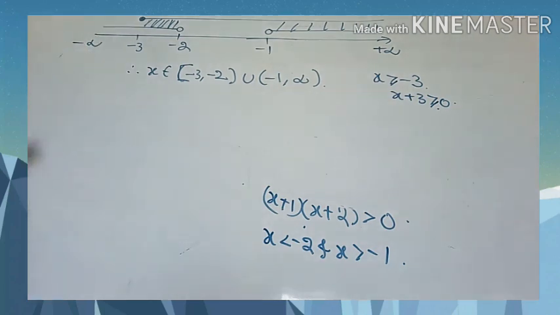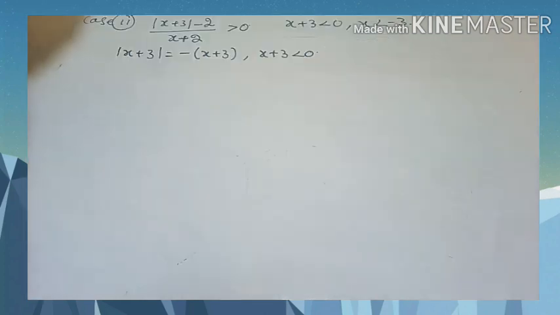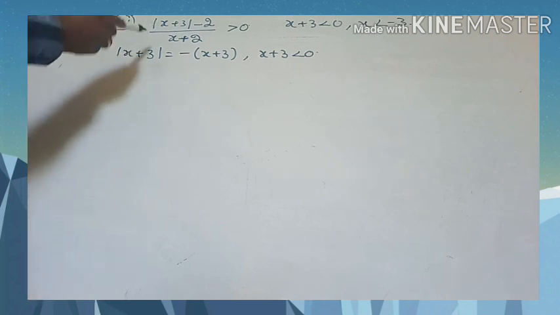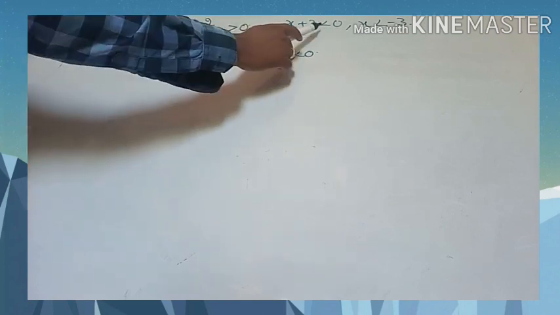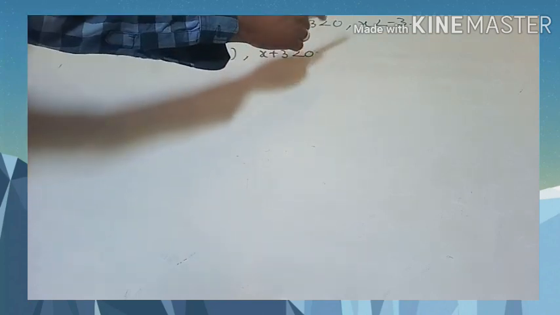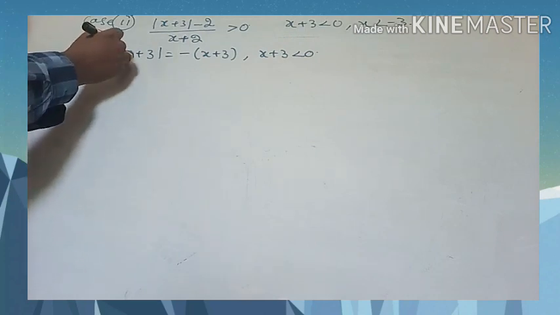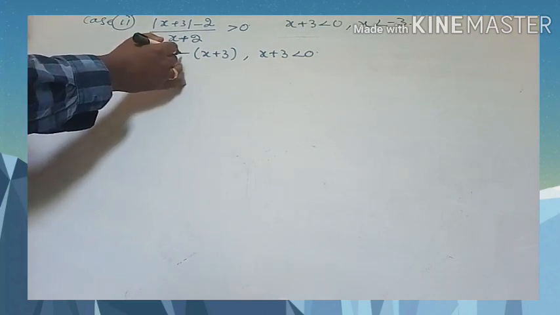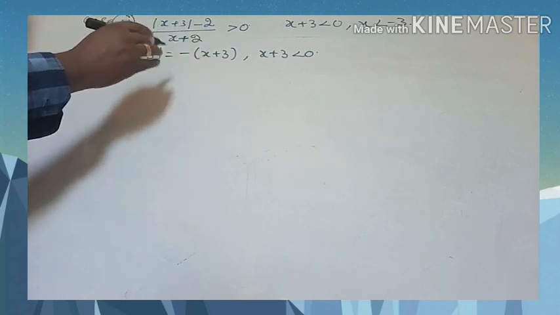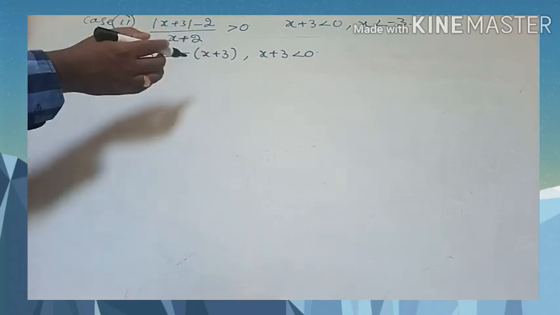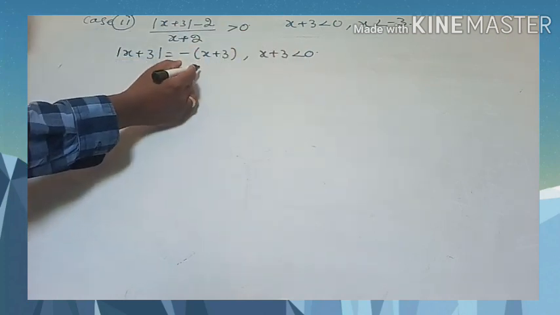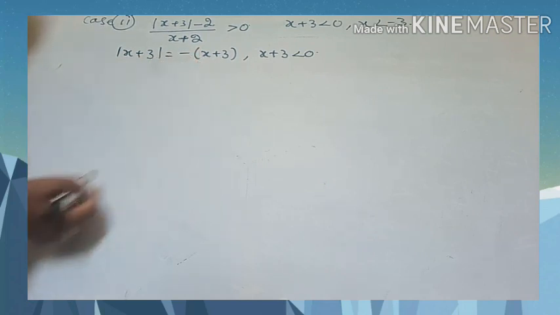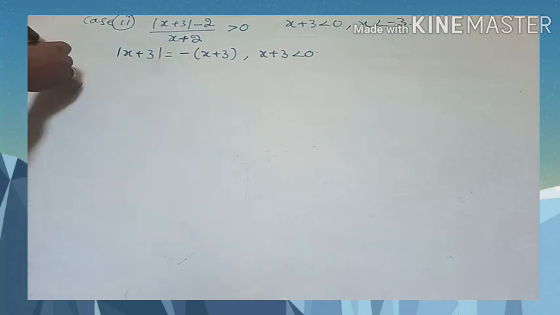Now let us get the solution set in case 2. You please observe. Now case 2, my dear students, modulus of x plus 3 minus 2 by x plus 2 greater than 0. In case 2, x plus 3 less than 0. When x plus 3 less than 0, x is less than minus 3. And one more thing, modulus of x plus 3 is equal to minus of x plus 3, because mod x is equal to minus x when x is less than 0. In the place of x we are having here x plus 3. Therefore when x plus 3 less than 0, modulus of x plus 3 becomes minus of x plus 3. You have like this.